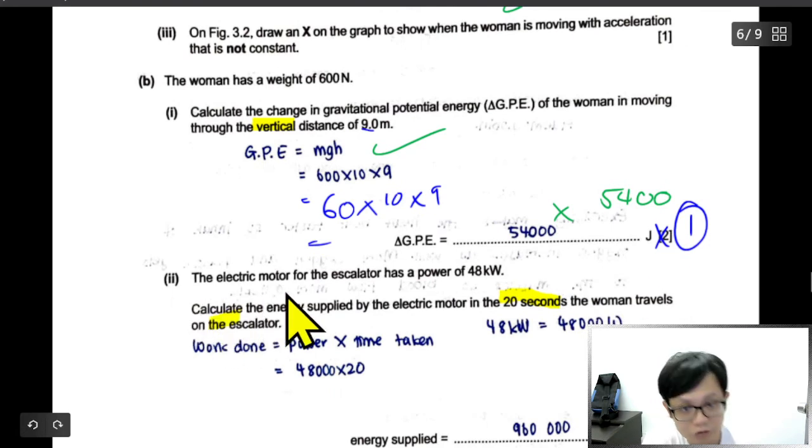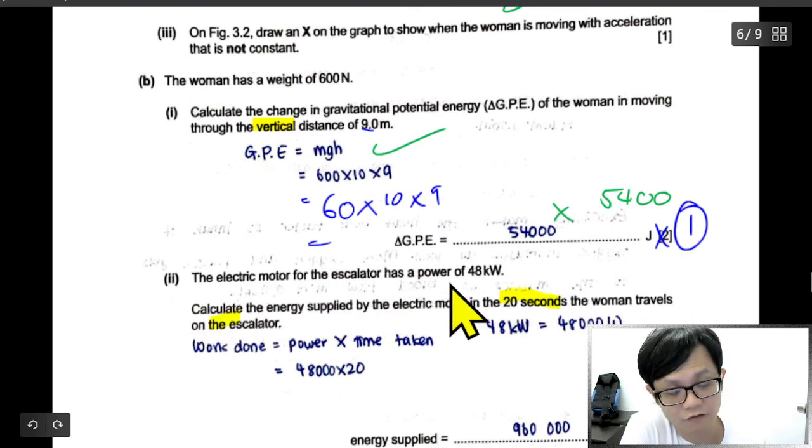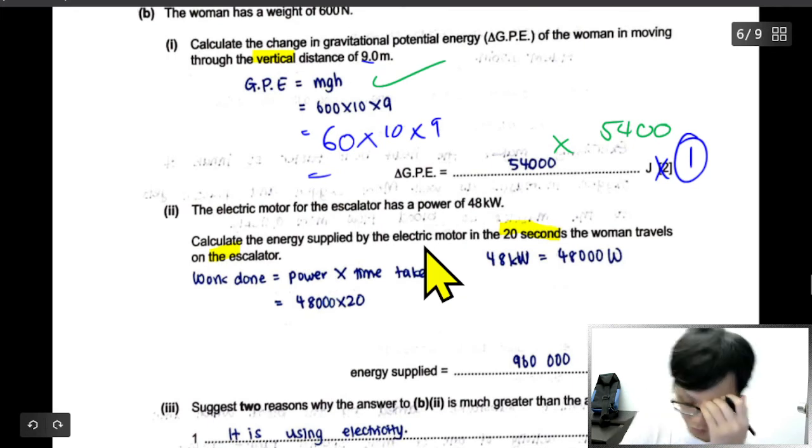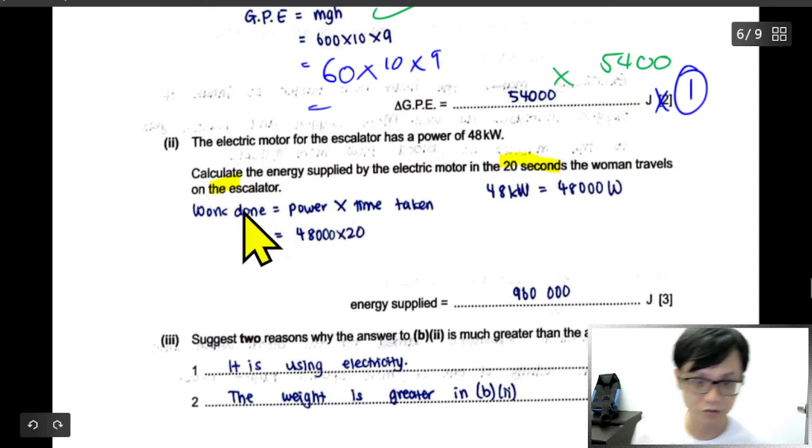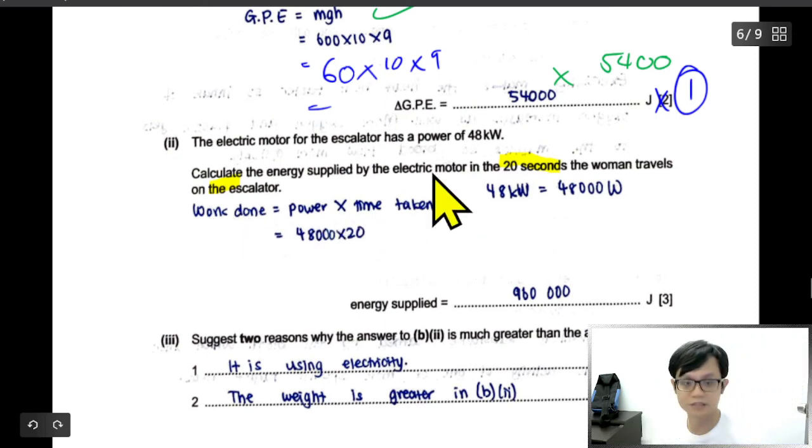The electric motor for the escalator has 48 kilowatts. So what formula should we use? Correct or not? Power equals work divided by time. So the student wrote work equals power times time. So it is correct. The formula is correct.